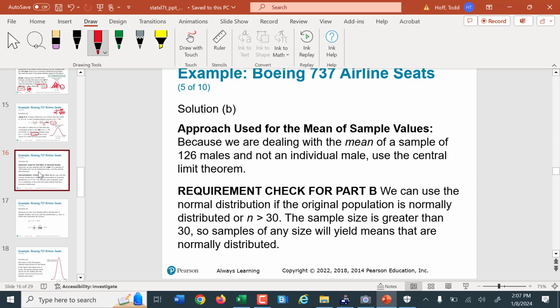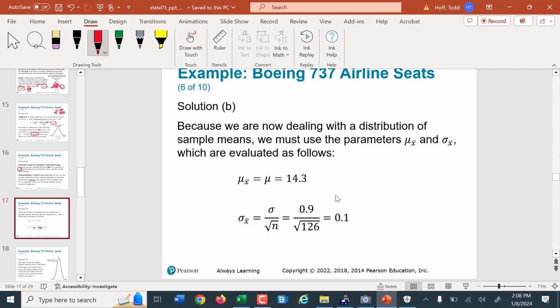Question B, what is the probability that the mean of a sample of 126 males is bigger than 16 inches? Well, first, this is normally distributed because hip width is normally distributed. But even so, our sample size is 126, which is bigger than 30, so it doesn't matter. We don't have to verify that it's normally distributed. Our mean, we're targeting 14.3 as the population mean, so we're targeting that as the center of our sampling distribution.